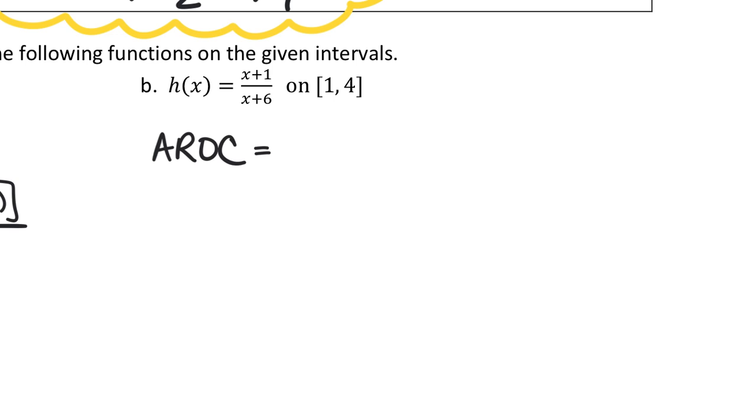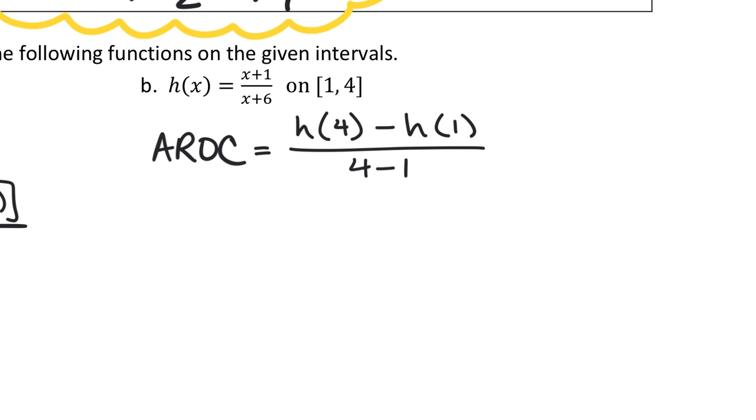we would do the average rate of change is going to be h of 4 minus h of 1 all over 4 minus 1. The setup is important. But then we can just plug it all in, and this is where I leave you. I want you to plug it in and evaluate and find the average rate of change. As a hint, you will get a fraction answer. So don't panic when you get a fraction answer.